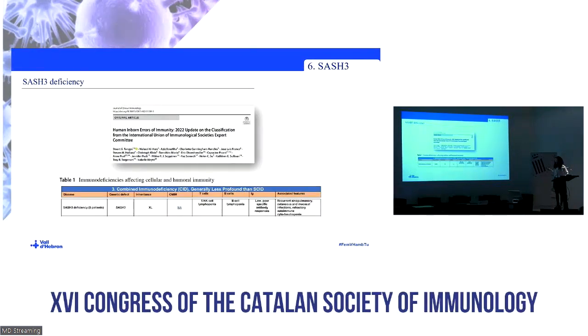So this new inborn error of immunity wasn't in the previous classification, but it is now in the new classification of this year, in group 1 of immunodeficiencies affecting cellular and humoral immunity, and within this group, inside the subgroup of combined immunodeficiency, generally less profound than SCID.